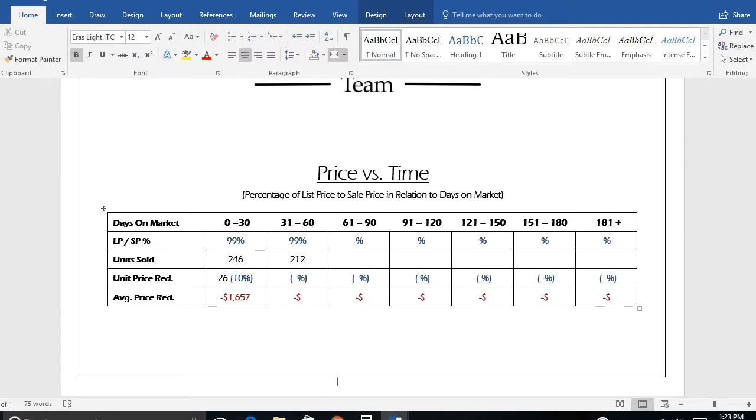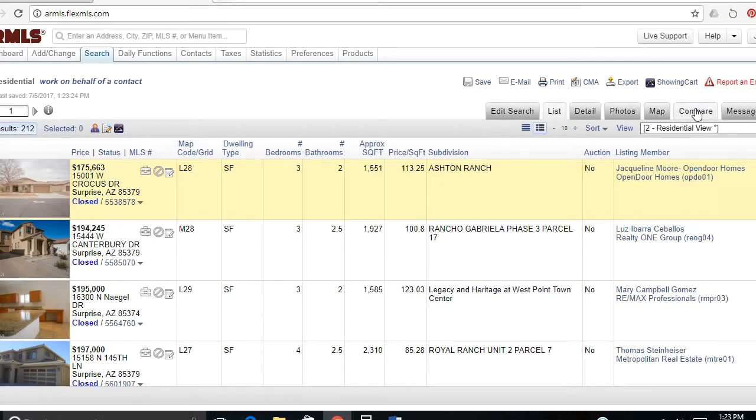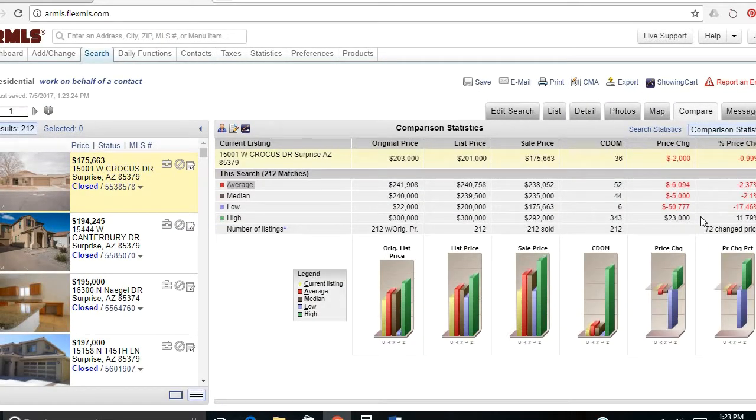Now we want to see how many reduced and what was the average. So go back to compare. Sometimes it takes the screen a second, so just be a little patient. So look at that, 72 had a price reduction, almost 3 times as many. And the average price reduction shot up to $6,094. A big difference.